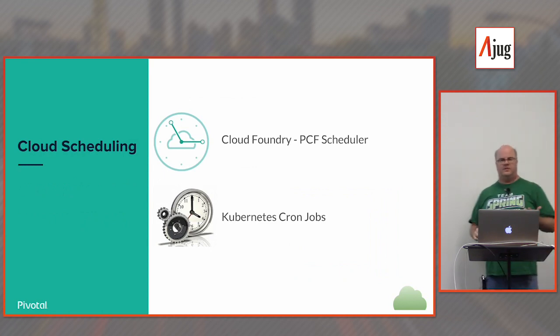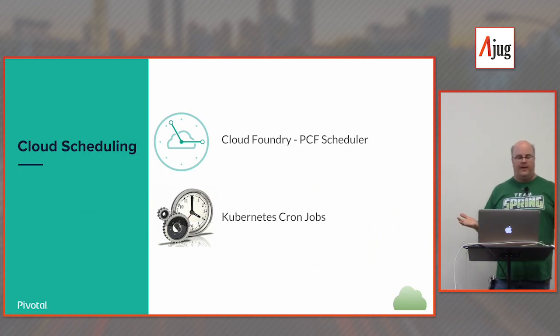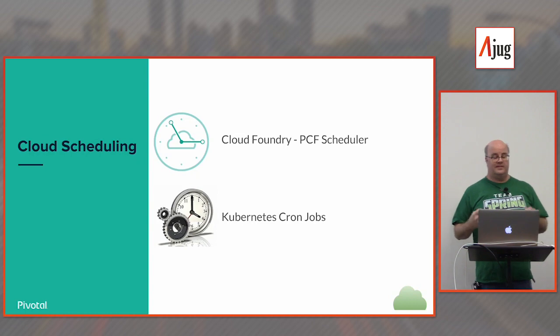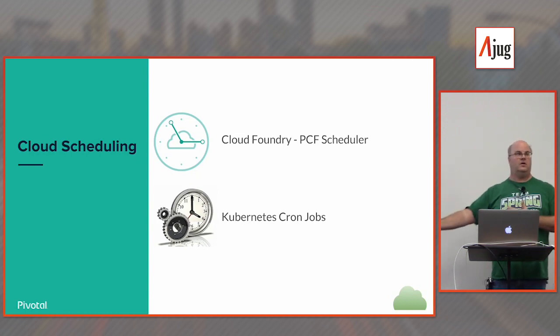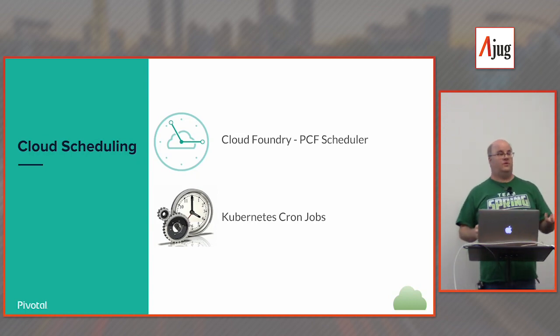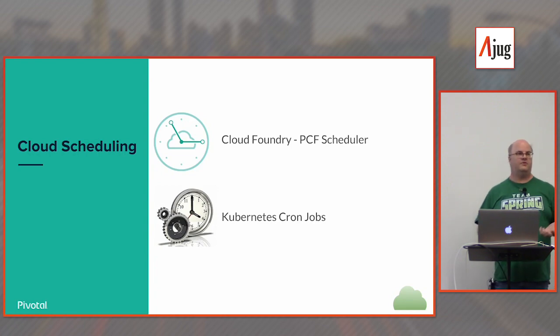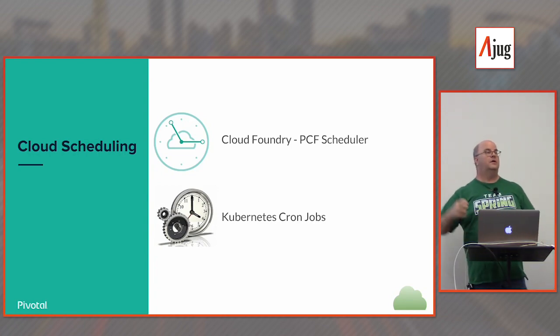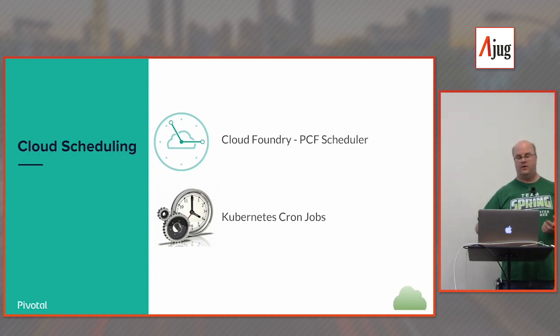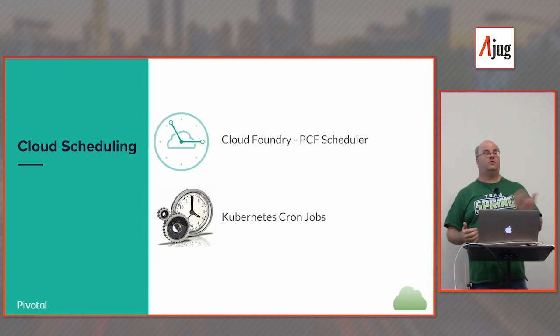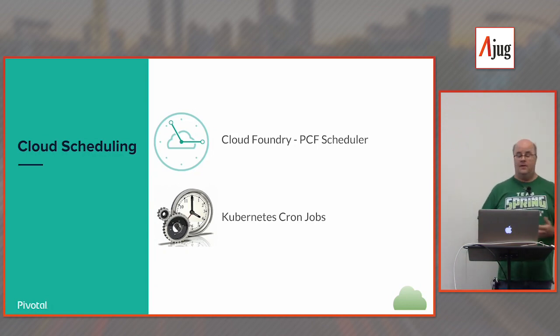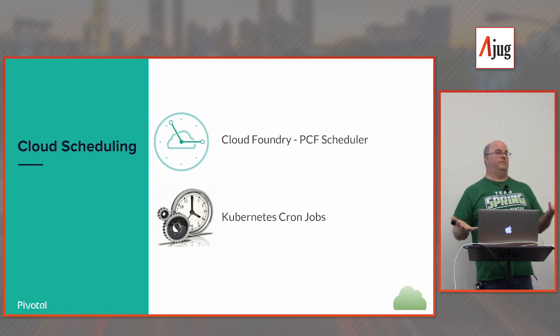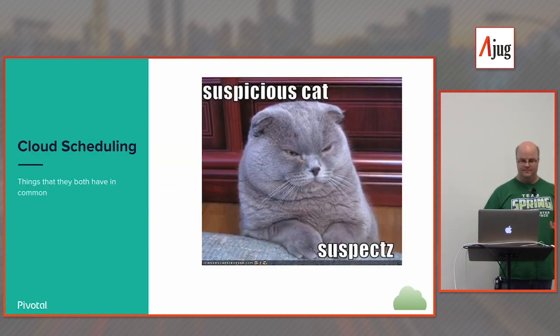So when we talk about that, we were talking about where can we do the scheduling, right? We can schedule, of course, on our own hardware, but if we have a cloud implementation like Cloud Foundry, we can use what's called PCF Scheduler to do scheduling there. Or if you're using Kubernetes, it's called cron jobs. Despite being on two different platforms, they have a lot in common.